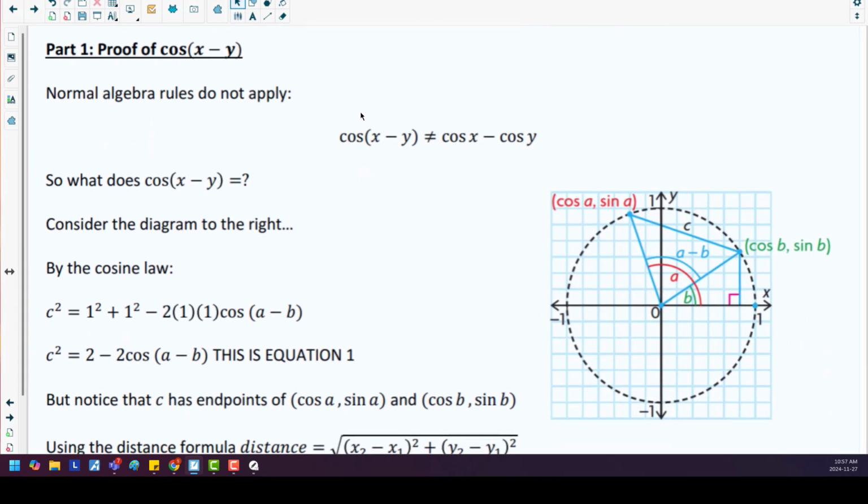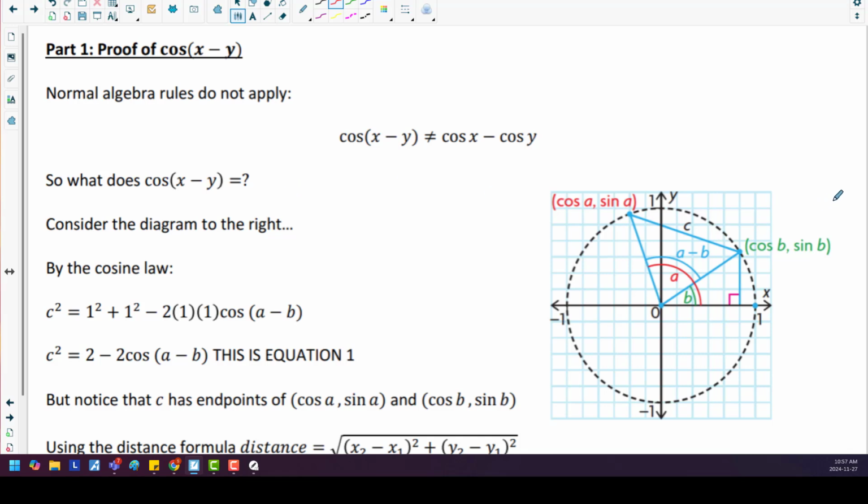So here we're going to prove the formula for cos of x minus y. Just so you are aware, cos of x minus y is not equal to cos x minus cos y. That's just not the case. So please, please, please don't ever do that. You cannot do that. So if that's the case, then what does it equal?